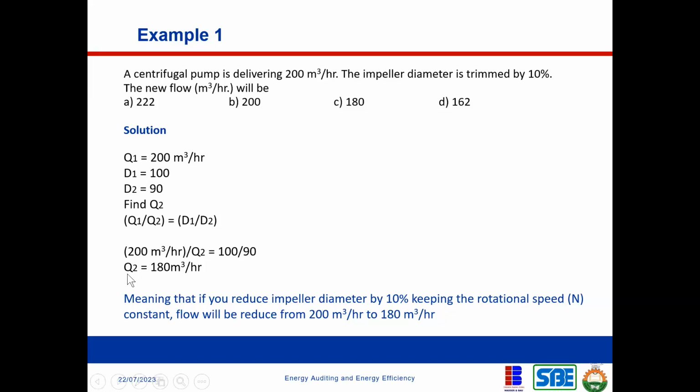So when we do that, our Q2 will be 180. So if you reduce your impeller diameter from 100 to 90, you will reduce the flow that you're going to get from 200 meter cube per hour to 180 meter cube per hour. That's what it means. I've also explained that interpretation here.